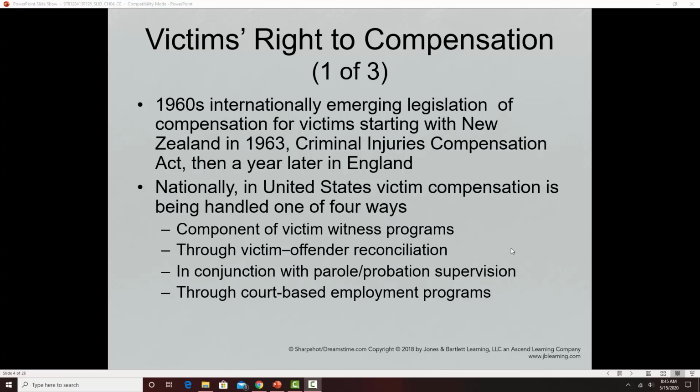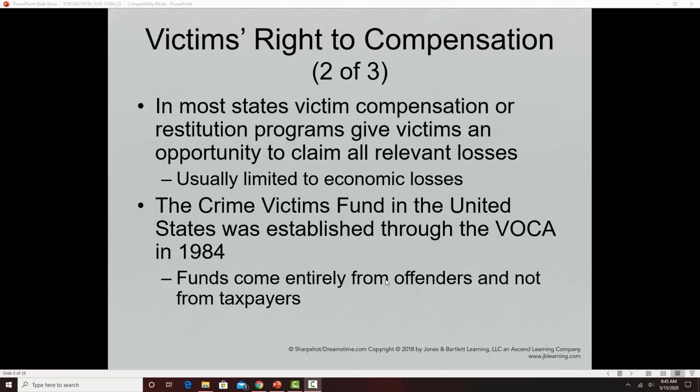The Crime Victims Fund in the United States was established through the VOCA in 1984, and this is how funds are distributed to victims. They're collected through criminal fines, forfeiture of bail bonds, penalties, and special assessments, and then the victims can apply to have these funds cover crime-related medical costs, funeral costs, mental health counseling, lost wages, anything that goes beyond insurance programs. And again, it depends on the state in terms of how much money the victims can actually apply for.